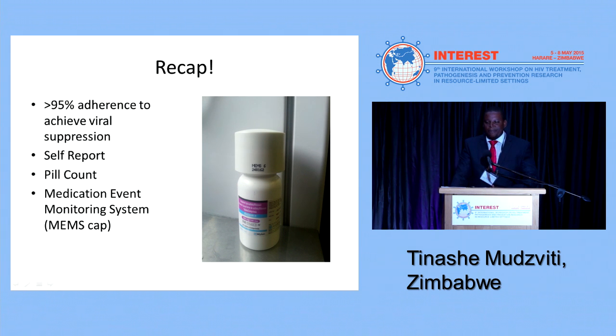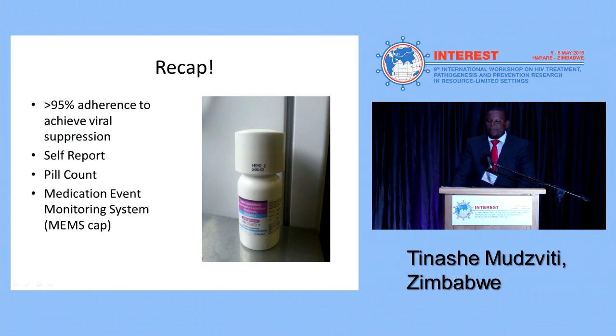Adherence assessment techniques in settings like ours are mostly based on self-report and pill counts. So you ask the patient, have you missed any doses in the past month? And the patient, more often than not, will tell you, no, I didn't miss any doses. And then the next option will be to do our pill counts. We expected the patient to come back with 4 tablets on their next visit. They came back with 4 tablets, and we assume, okay, adherence level was at 100%.